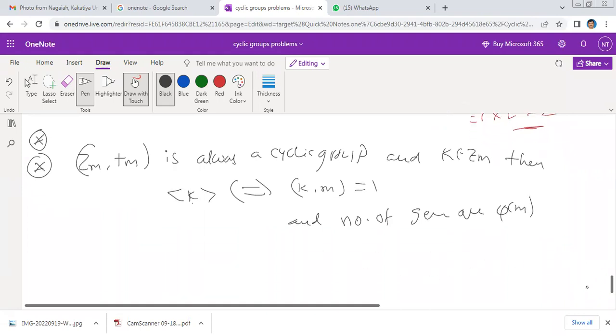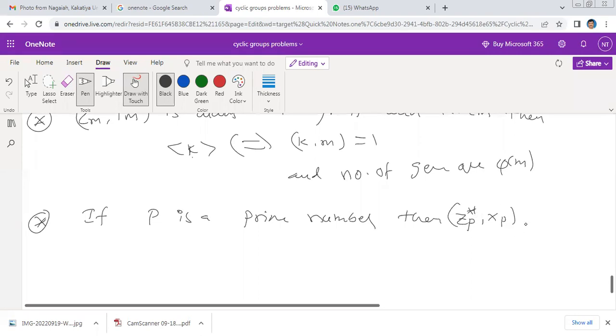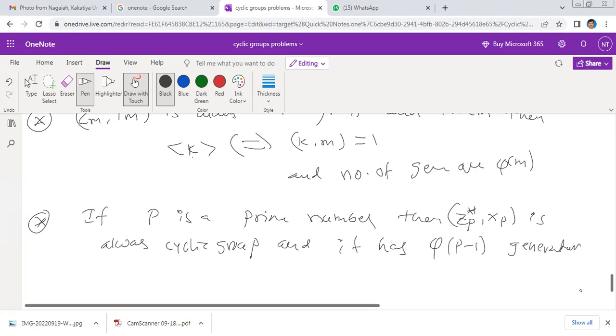In case of multiplication, how do we do it? In multiplication, there must be a prime number. If p is a prime number, then Zp star under multiplication modulo p is always a cyclic group, and it has phi of p minus 1 generators.